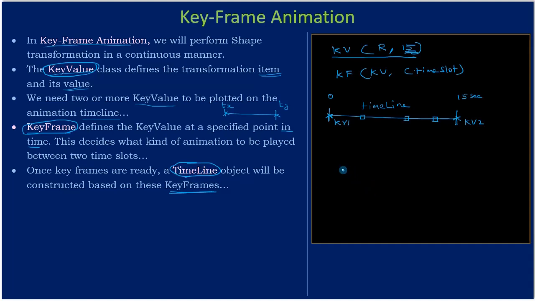So if you define timeline here, this is linked to the keyframe. So keyframe defines key value at a specified point in time. So this is a specific time, and let's state that time is going on like this. This is each second tick.